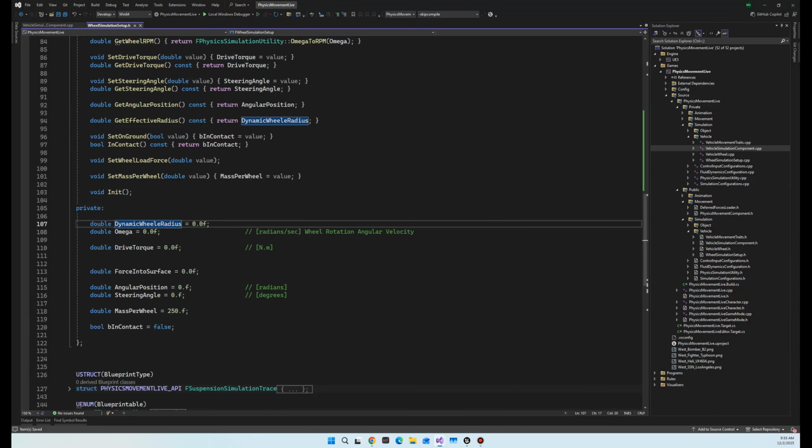Omega, and then we have, again, our dynamic wheel radius. So if you wanted to have a wheel which may be changing in size, we can take the actual size, and then we can start to affect that if you wanted to. But we are going to need a lot more variables in here, so let's go ahead and start adding those in.